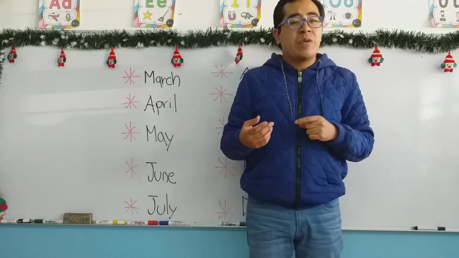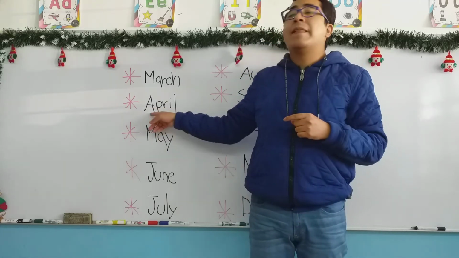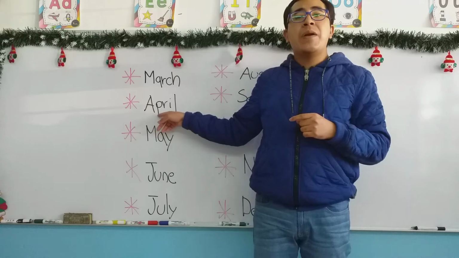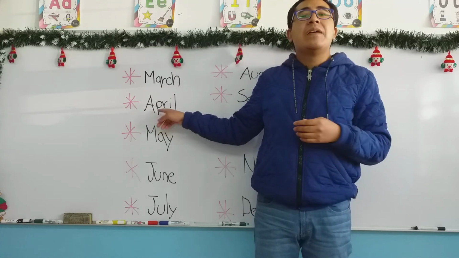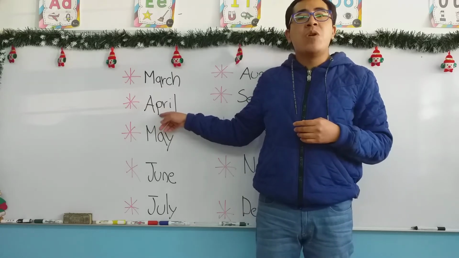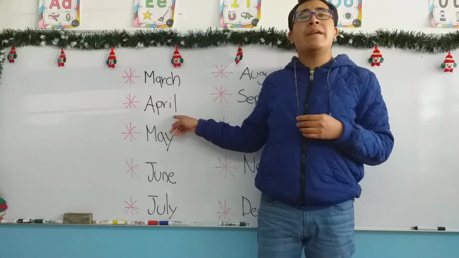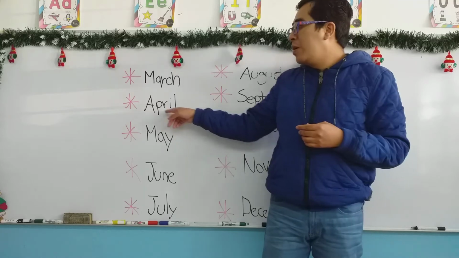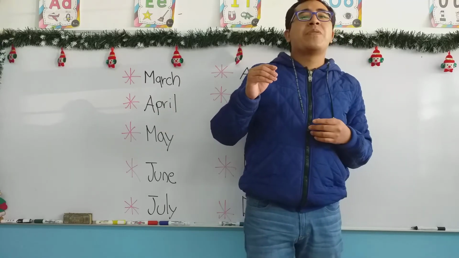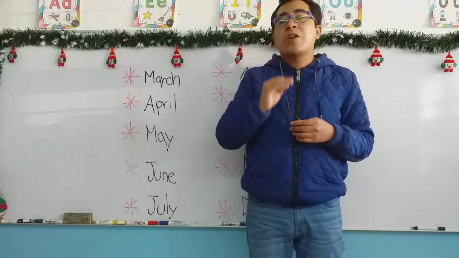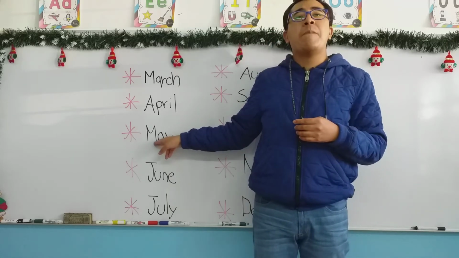Letters to conform the word April are letter A, letter P of pencil, letter R of ruler, letter I of Indian, and letter L of lemon. Together, they conform the word April. We continue with the month of May.